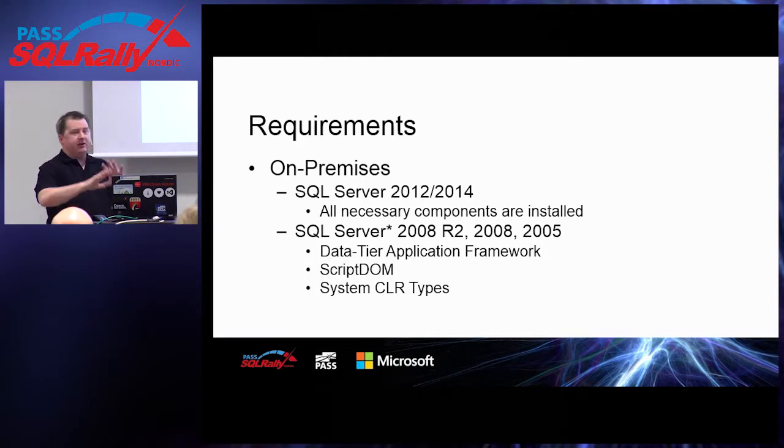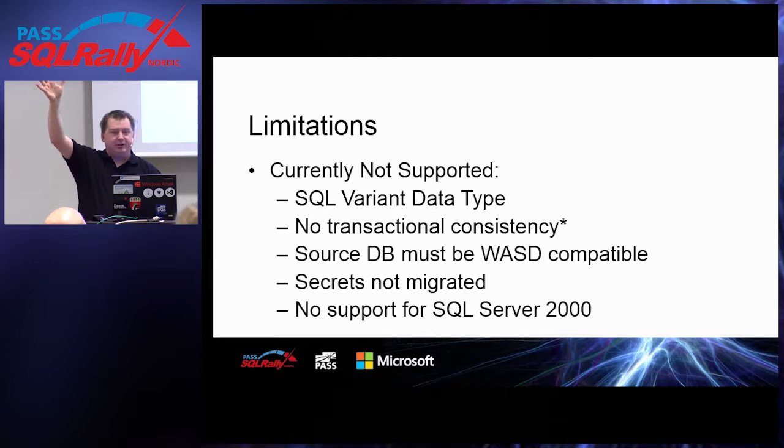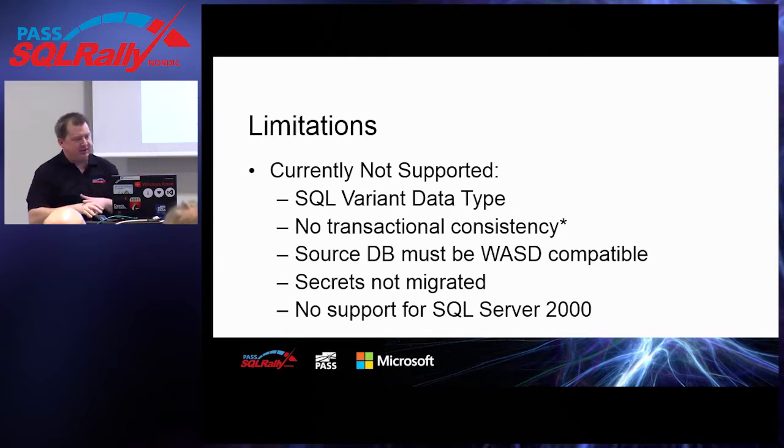Now, as great as this message sounds, there are a few limitations. Like the SQL Variant Data Type. Anybody using that? Good. So no SQL Variant Data Type, no transactional consistency. We'll come back to that, because there is, it just depends on how you're doing it, right? We will actually come back to this in a later demo. The source DB must be Windows Azure SQL Database compatible. We'll show you how to make that compatible. Secrets are not migrated, meaning passwords, users, logins, those are not migrated. Right? Just tables, stored procedures, things like that.